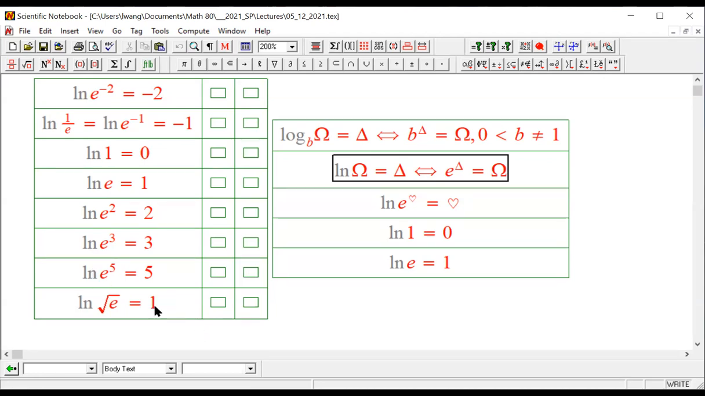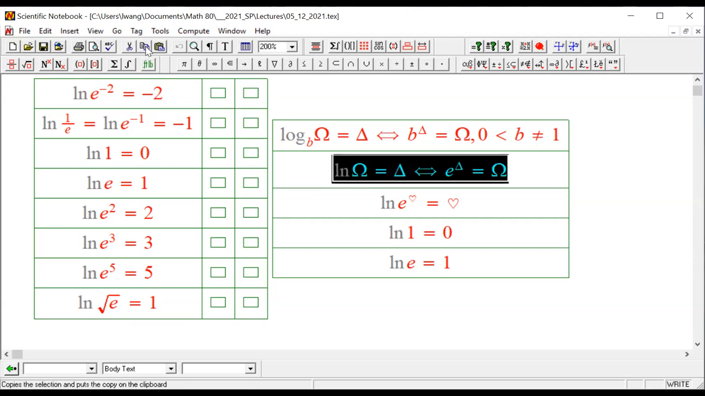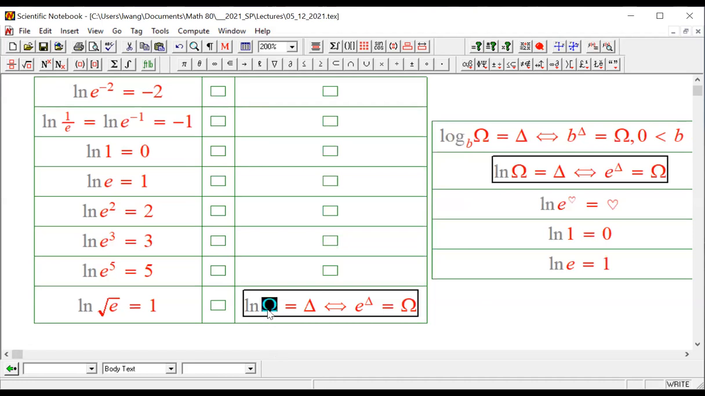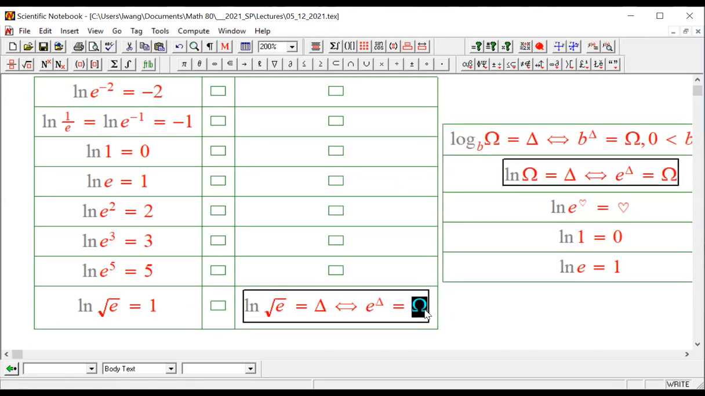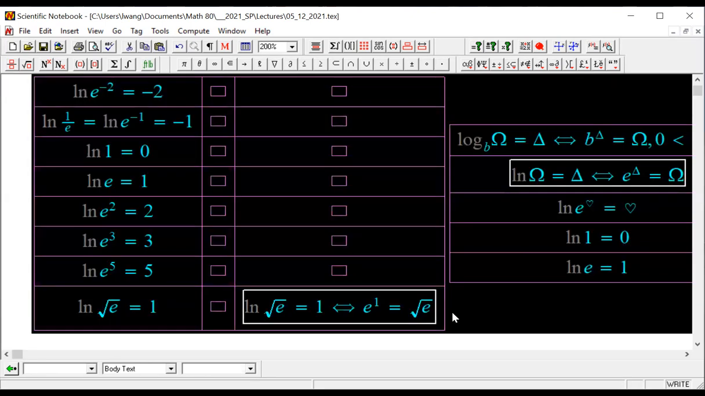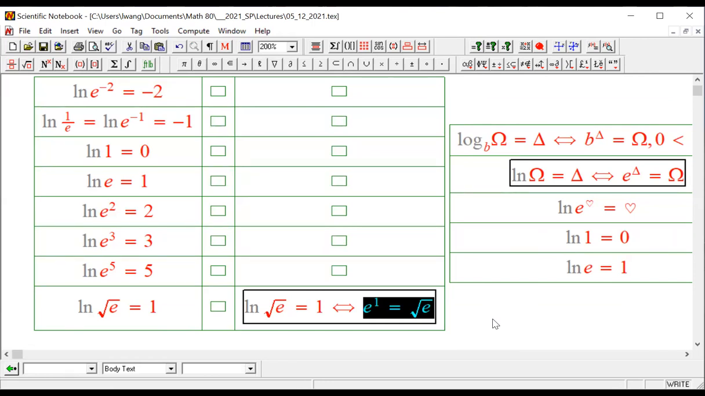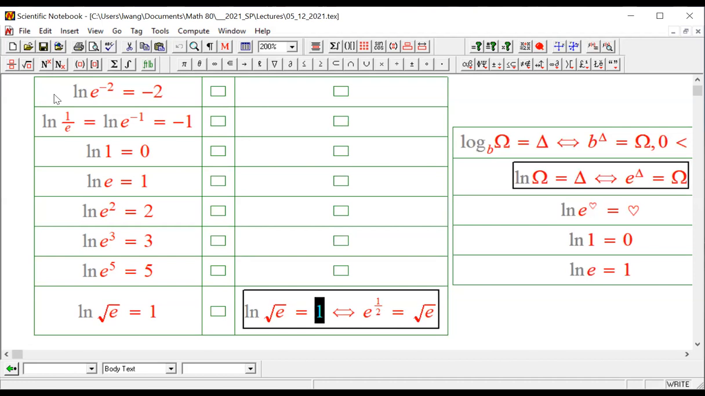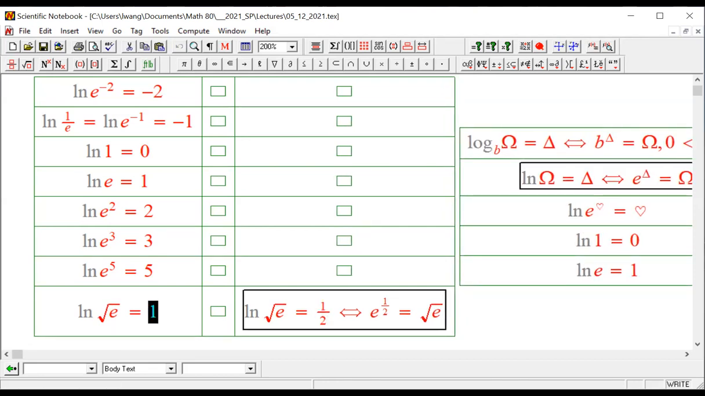If that equals 1, that means e to the power 1 equals root e, if you go by this definition here. If this is square root of e in the place of omega, and you tell me the answer is 1, you're telling me that e to the power of 1 is square root of e. Is that true? That is not true, is it? It's e to the power of a half that equals square root of e. So this is a half. Notice, the square root of e is e to the power of a half.